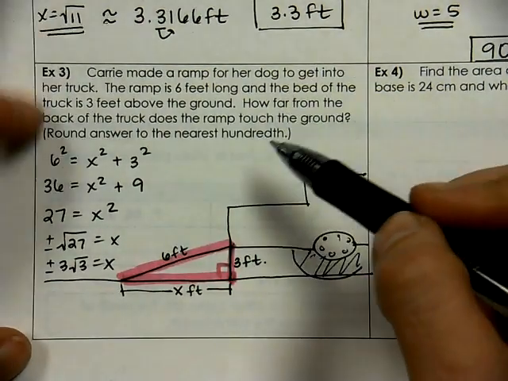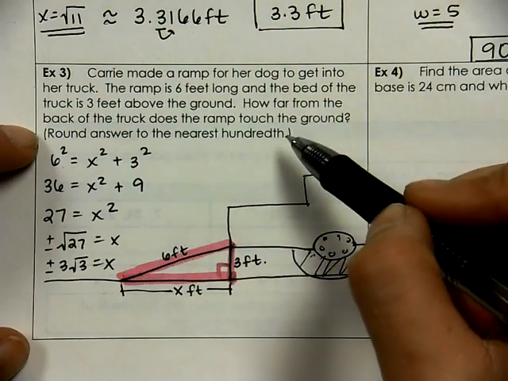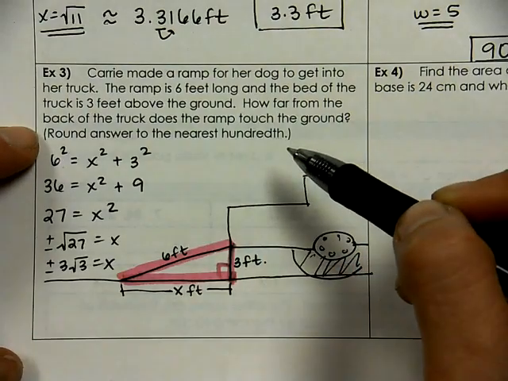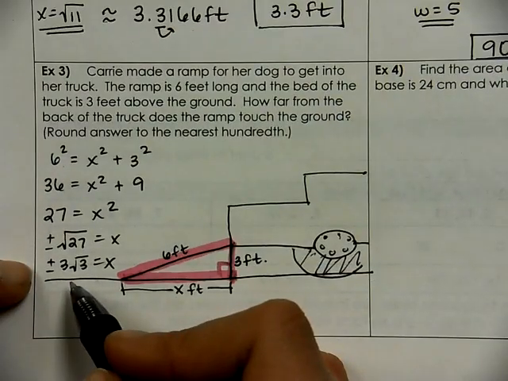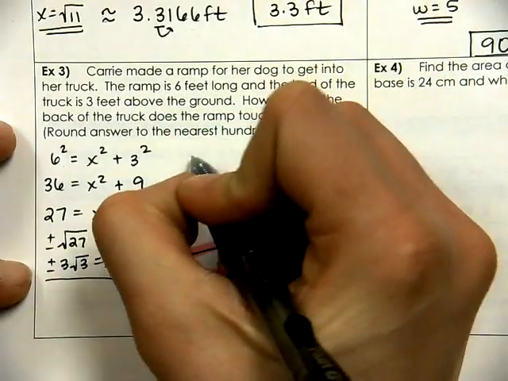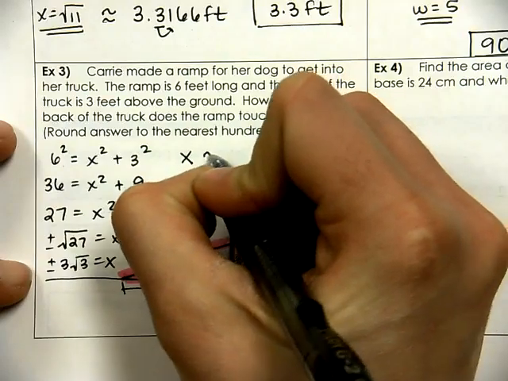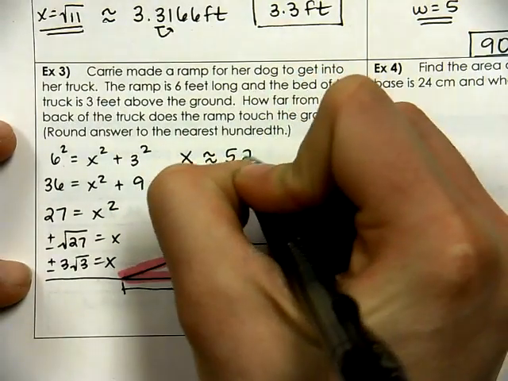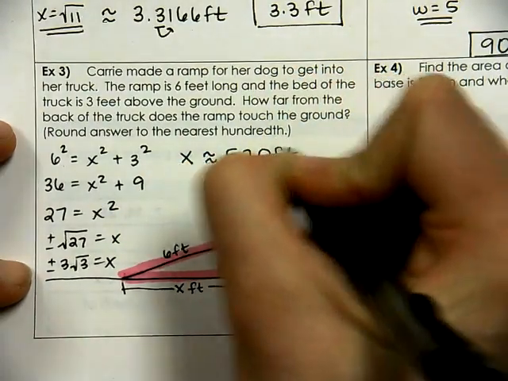But it's asking me to round the answer to the nearest hundredth. So I know I don't need the negative root because this is a length. If I punch this in the calculator, I get that that is approximately 5.20 feet.